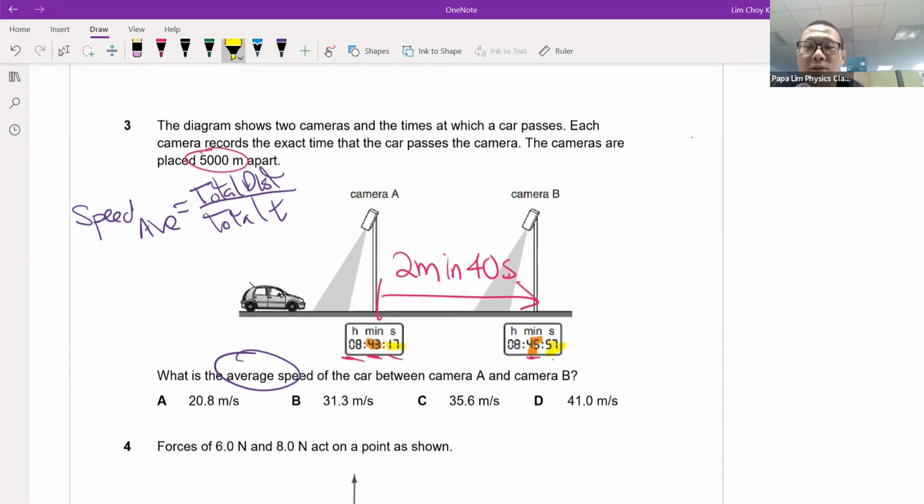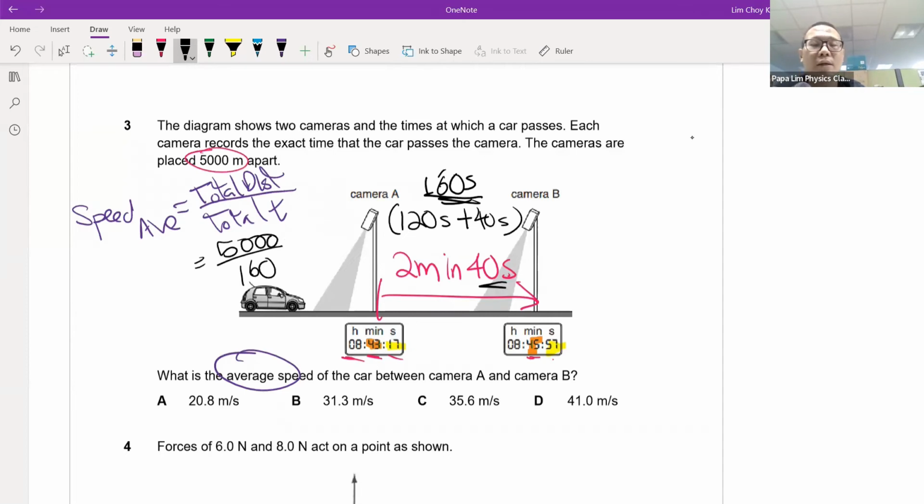But take note, 2 minutes and 40 seconds is not just like 2.4 or something like that. You must convert it to seconds. So 2 minutes is inherently 120 seconds, and you will be adding another 40 seconds here. So the total time we are looking at here is actually 160 seconds. So if you know the time is 160 seconds, the distance traveled is 5,000 meter. You use the formula 5,000 divided by 160, you will have a nice number, I think, 31.25. When you round off to 3SF, it will be 31.3.